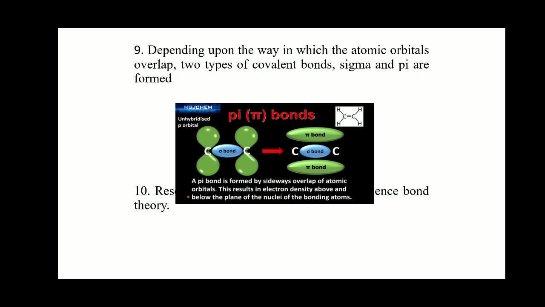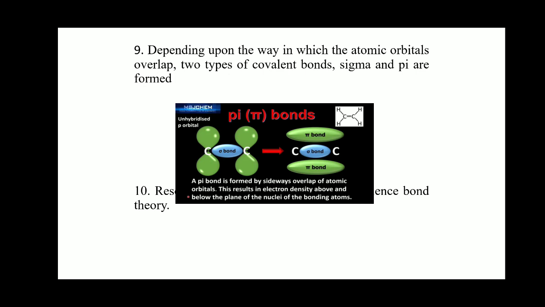The ninth postulate is that, depending upon the way in which the atomic orbitals overlap, two types of covalent bonds are there, sigma and pi bonds. A sigma bond is formed by the axial overlap and a pi bond is formed by overlap that is up and above the plane. So when bond formation takes place along the axis, it forms a sigma bond. If the bond formation takes place above the axis or below the axis, it results in the formation of a pi bond. So depending upon the way in which atomic orbitals overlap, they form sigma and pi orbitals.